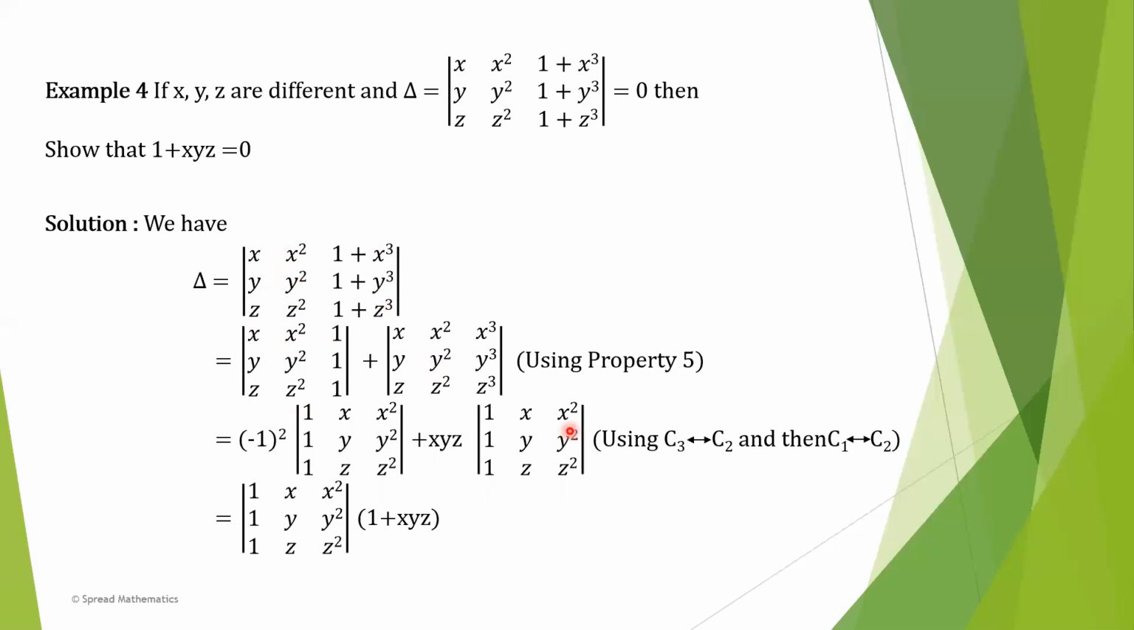Now we are interchanging column C3 and C2, C1 and C2 in determinant first. So we get this, and here we took x common in first row, y is common in second row, z is common in third row. So we get this value. Now you can see both determinants are same. So we are taking common and we will get 1 plus xyz.